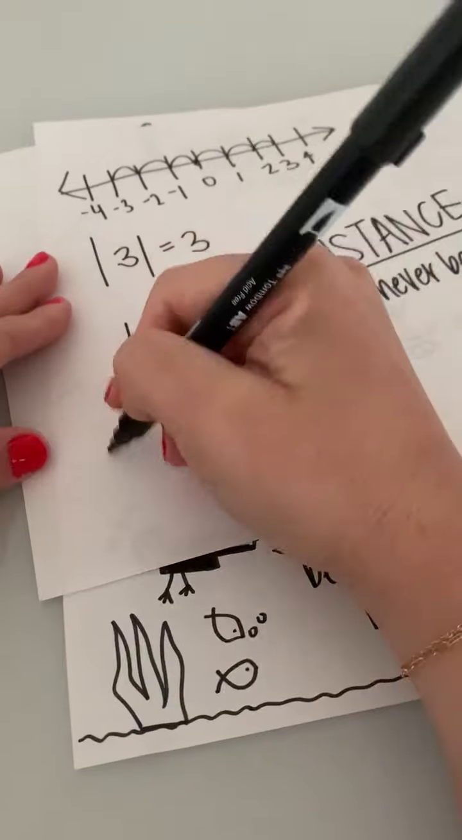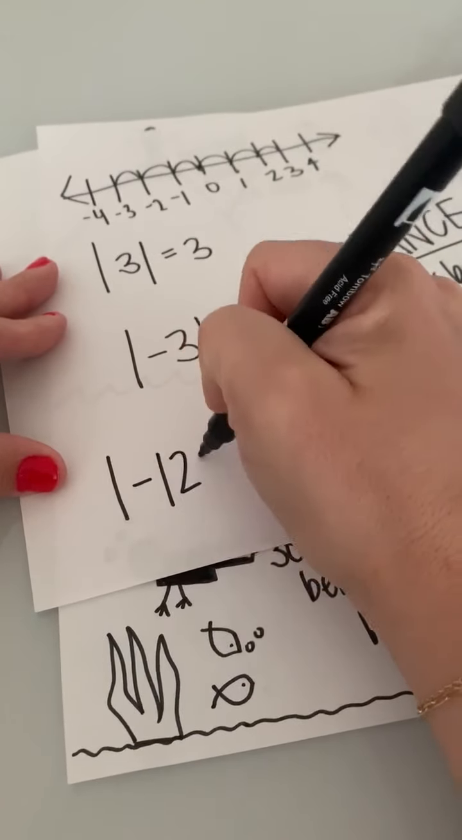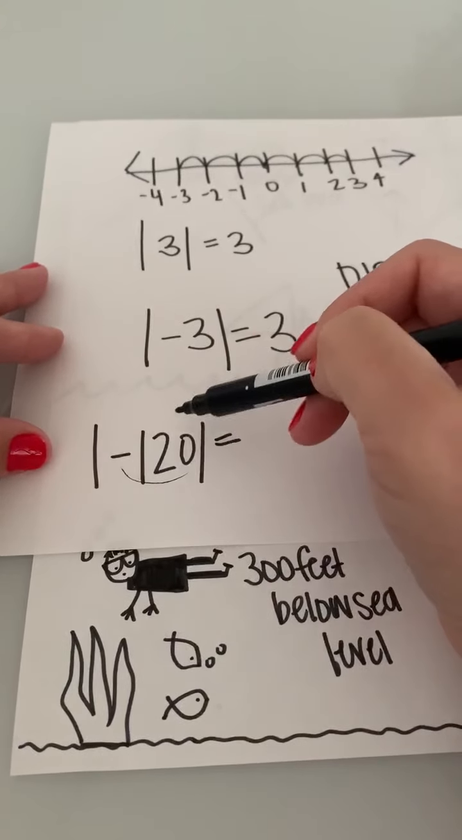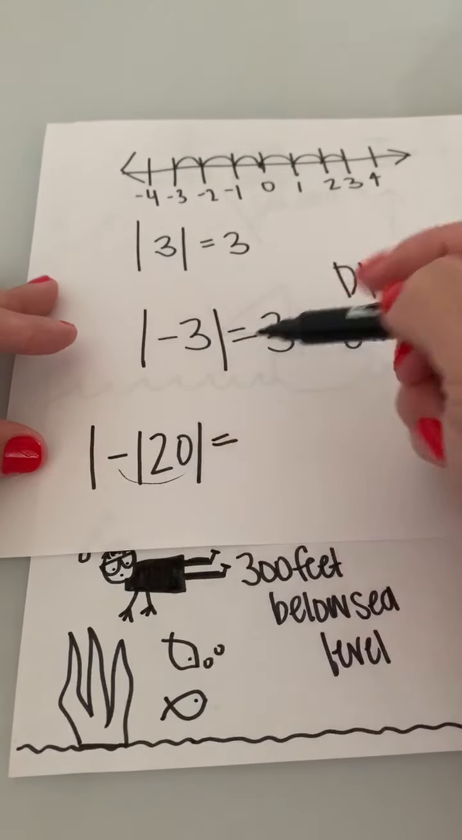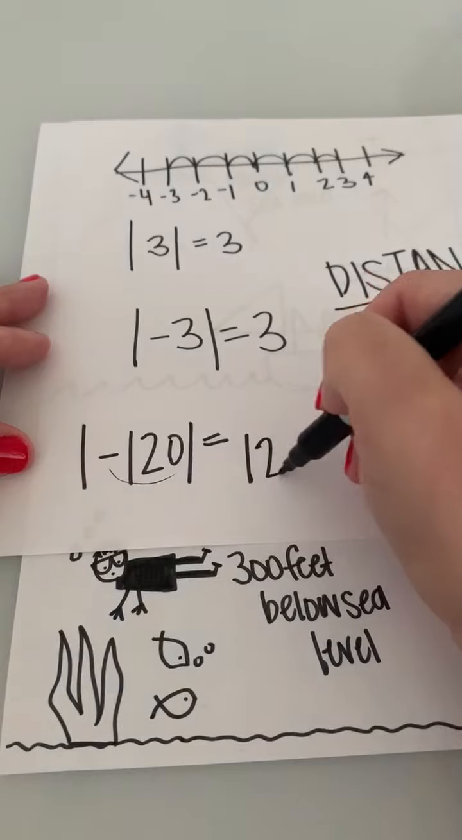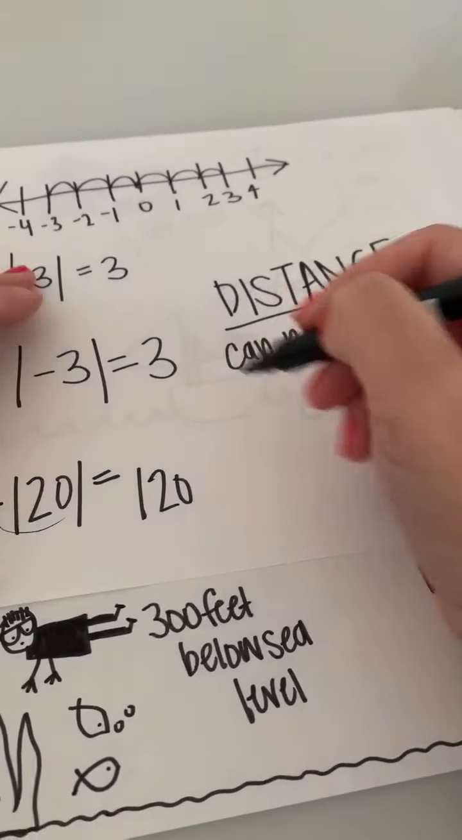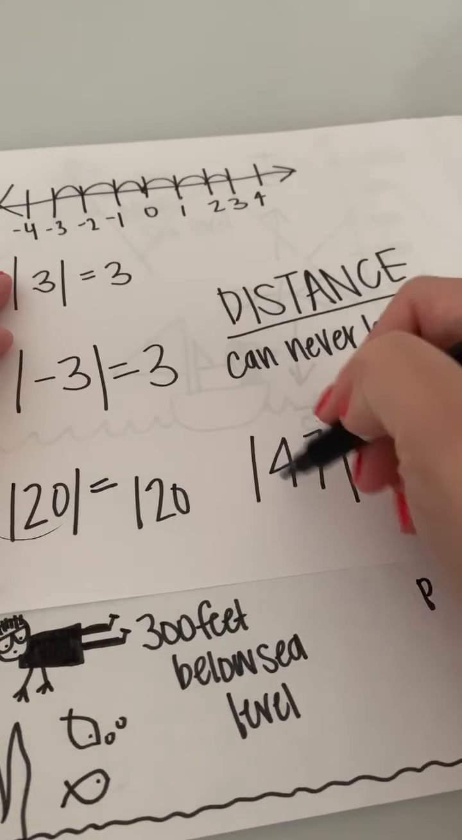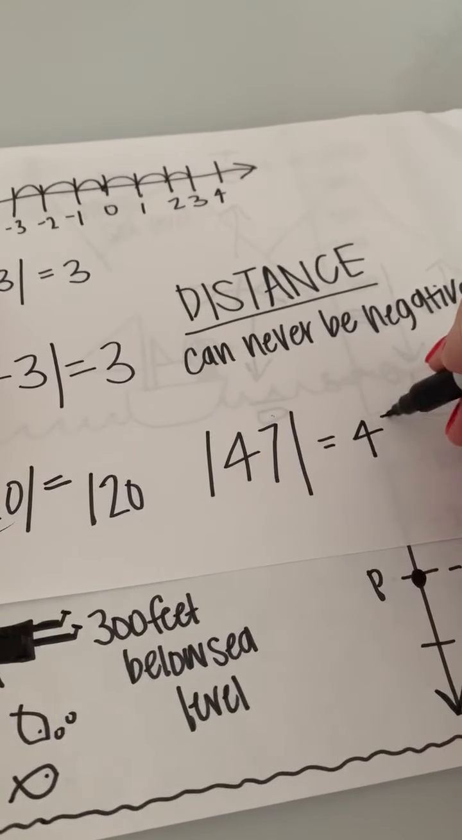So the absolute value of negative 120, asking how many units away from 0 is negative 120. So my answer is going to be 120. The absolute value of 47. How many units away from 0 is 47? 47.